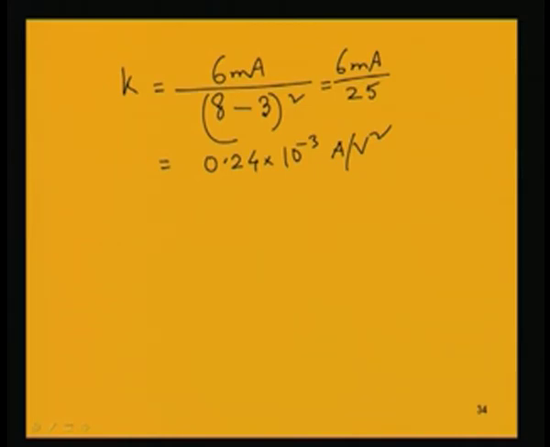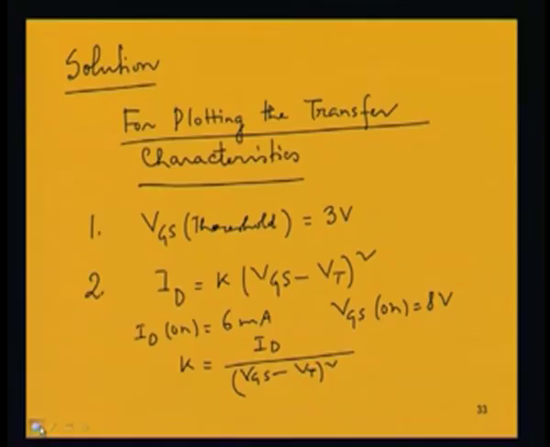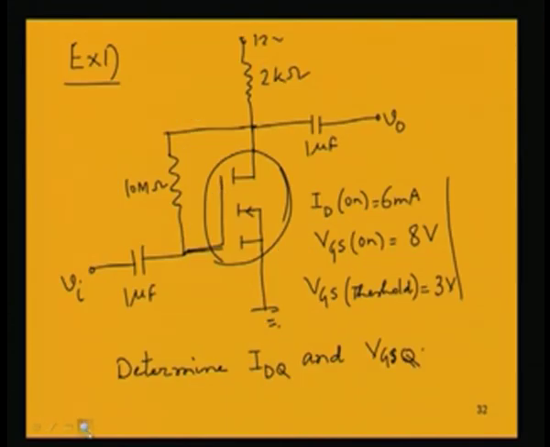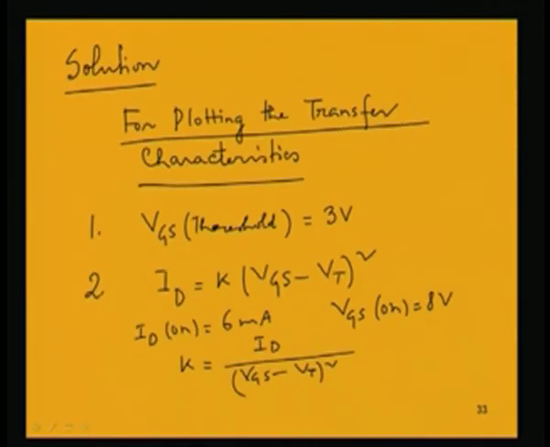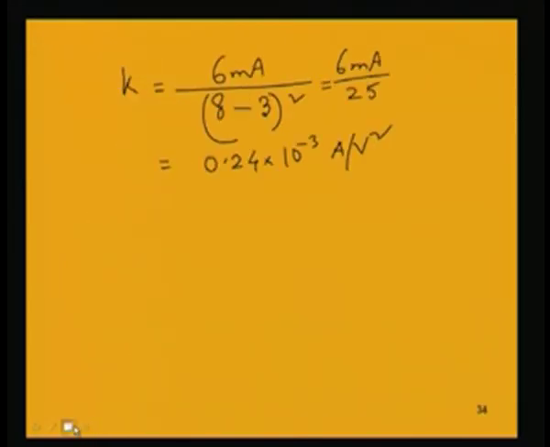Now, once we know K, it is easy for us to find out the other points, because now we can give a value of VGS and find out the corresponding value of ID, and that we are going to do. But as we have a threshold voltage of 3 volt, and we know VGS is equal to 8 volt, in between we will be finding another point between 3 volt and 8 volt.